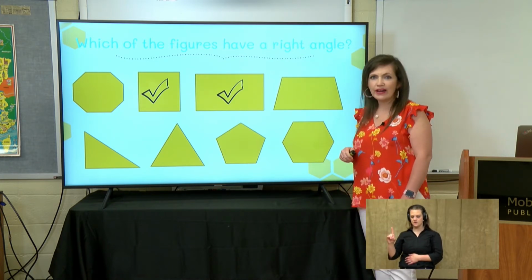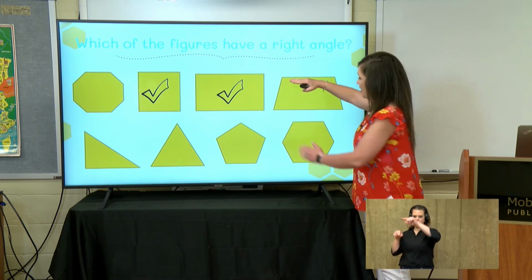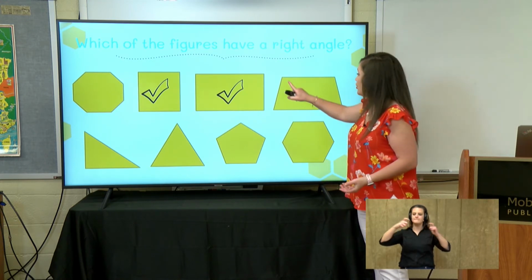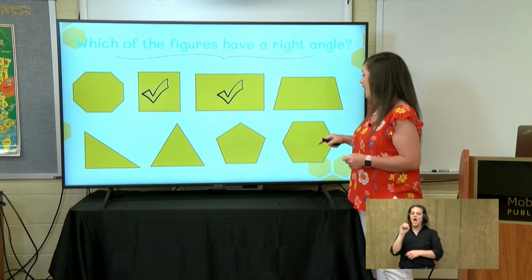Does it have any right angles? Well, let's look at this angle. It's a large angle, right? It's greater than 90 degrees. So these 2 angles are actually obtuse angles.